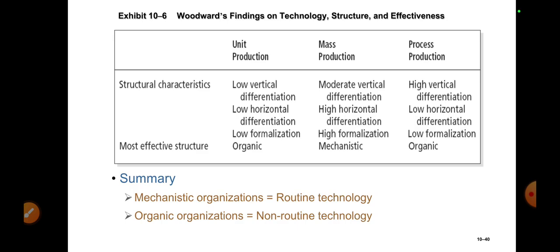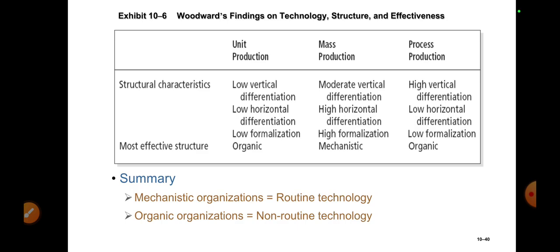And gradually, if they improve their production from unit production to mass production, they have to produce many products at a time. At that time they need some differentiation, like production, marketing, HR, research and development. They have to follow the division of labor, and they have to introduce formal rules and regulations. At that time, the mechanistic structure is highly suitable. And process production means regularly they are producing similar kinds of products. They don't differentiate their production process based on time. So they need differentiation, and they need formalization, as well as they have to follow the organic structure.